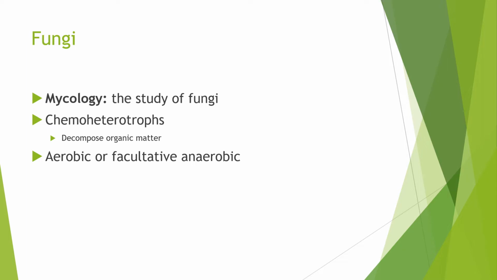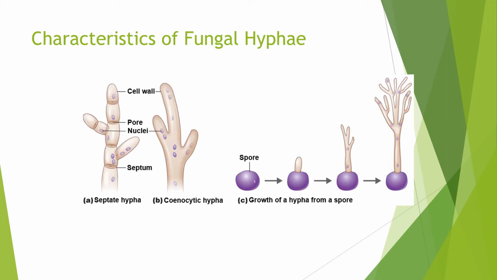Now, fungi reproduce either sexually or asexually by producing spores. So as I was saying, fungi reproduce either sexually or asexually by producing spores. And by the way, these spores are not the same as the spores that bacteria would produce. The spores that fungi produce can actually be used for reproduction.